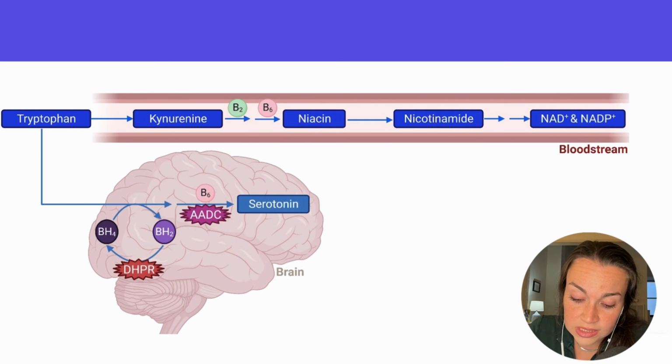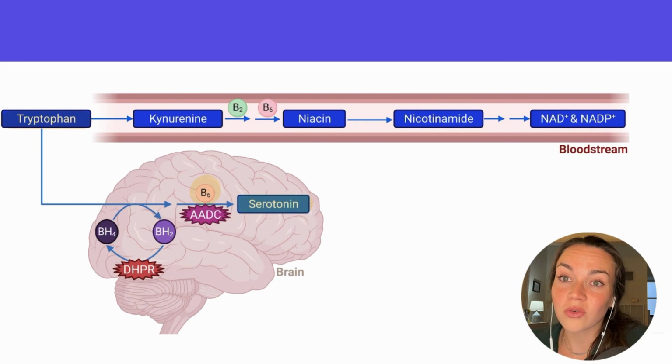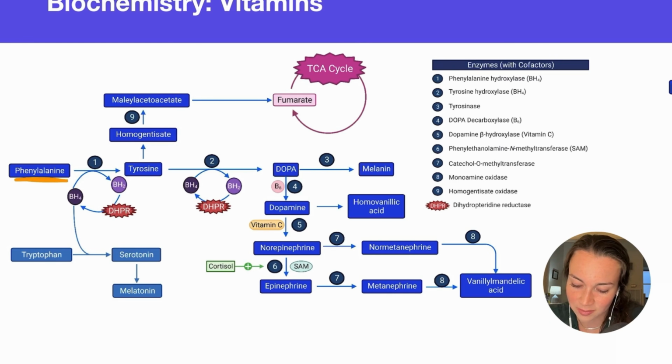Here we can see vitamin B6 involved in the synthesis of another neurotransmitter, serotonin, which was coming from tryptophan. Again, you guys have seen this all before. How about our phenylalanine metabolism map, where vitamin B6 makes another appearance? Here in the synthesis of dopamine, which is also upstream of other neurotransmitters like norepinephrine and epinephrine. Vitamin B6 as a cofactor to dopa decarboxylase, again, critically important.